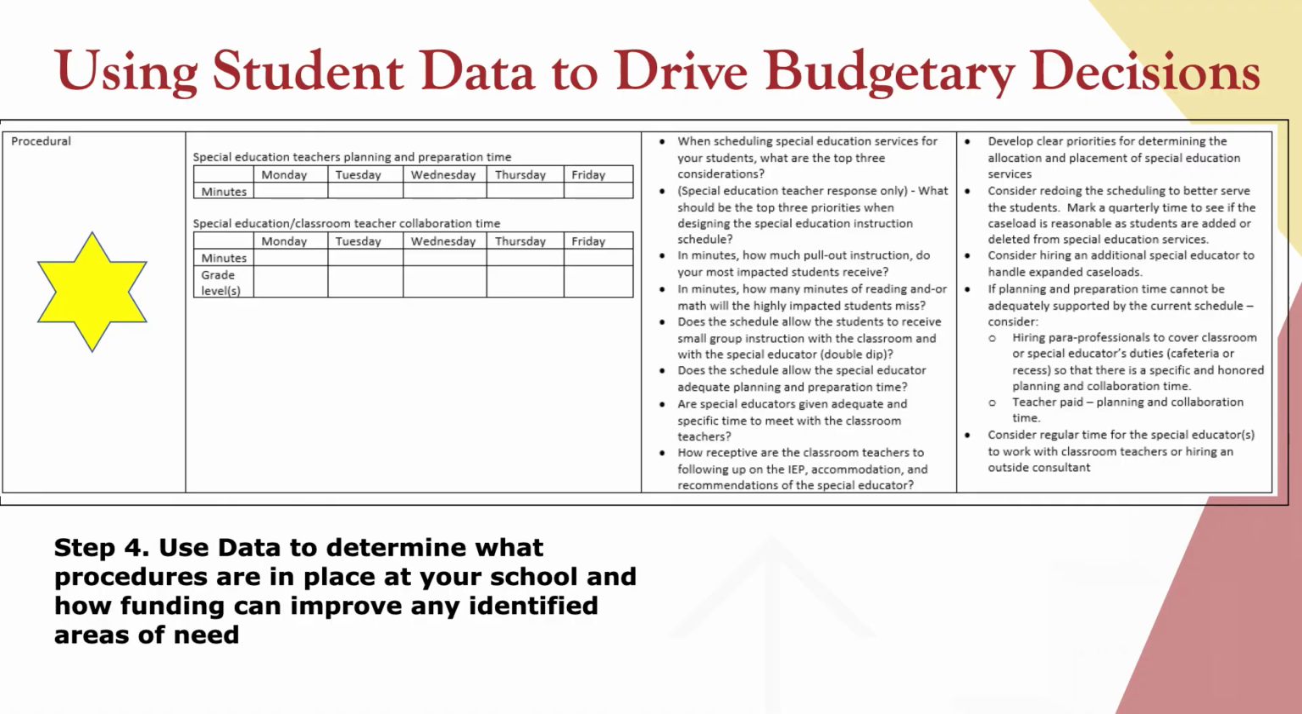And finally, the last piece of the decision-making guide is step 4, using data to evaluate the effectiveness of the procedures that are in place at your school and how funding can improve any identified area of need. Your school team should ask questions like, what are the number of minutes your teachers are expected to teach throughout a school day, as listed in their students' IEPs? Do they have enough time in the day to effectively plan lessons and serve their students? If not, you should focus on allocating any additional monies for new staff.